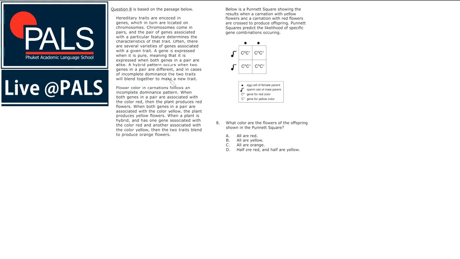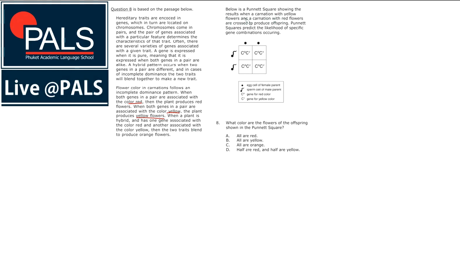Okay, so this is actually about flower color. Flower color in carnations follows an incomplete dominance pattern. When both genes in a pair are associated with the color red, the plant produces red flowers. When both alleles in a pair are associated with the color yellow, the plant produces yellow flowers. When a plant is a hybrid, with one allele associated with red and the other associated with yellow, the two traits blend to produce orange flowers.